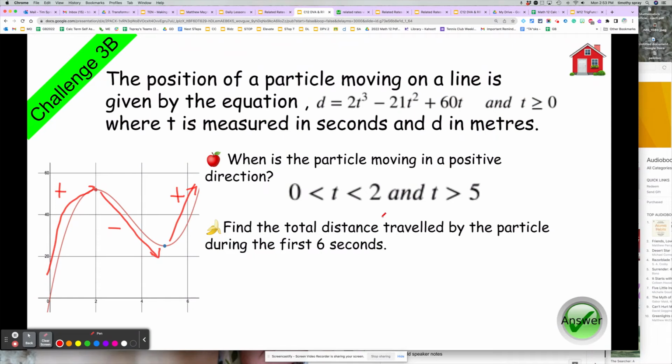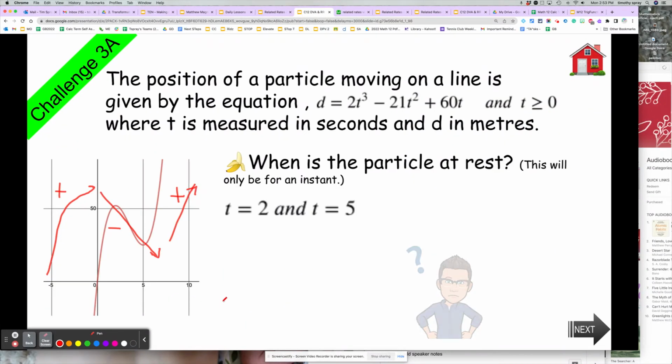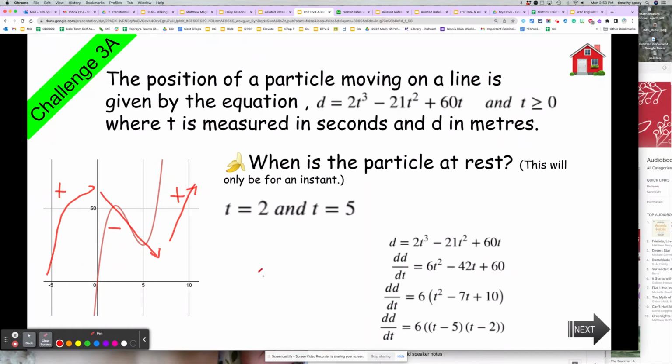But let's say you didn't know when it was positive and negative. One thing you could do is set the intervals. So I'll take you back here. Right here, we're going to have intervals between 0, 2, and 5. So if we just put that on a number line, hopefully you can visualize this.